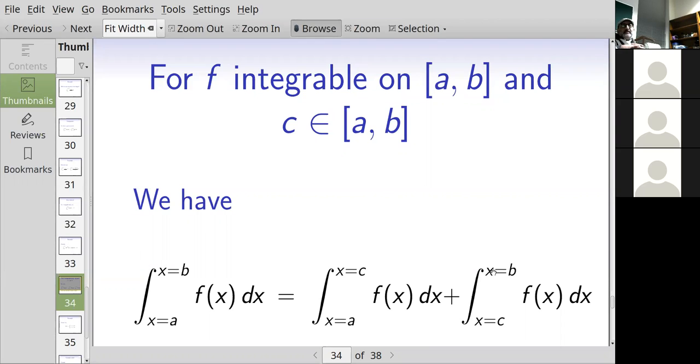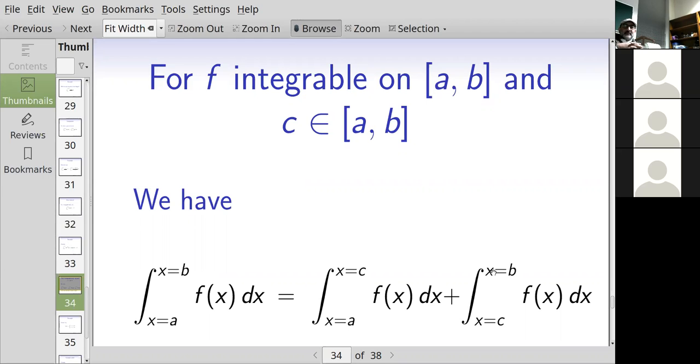Okay? So this can be useful when you have a function whose behavior changes at c. So if you have a function which is defined in 2 pieces, from a to c, it's behaving like this, and then from c to b, it's behaving in some other way. And now you're asked to find the area under the curve of f, under the graph of f.